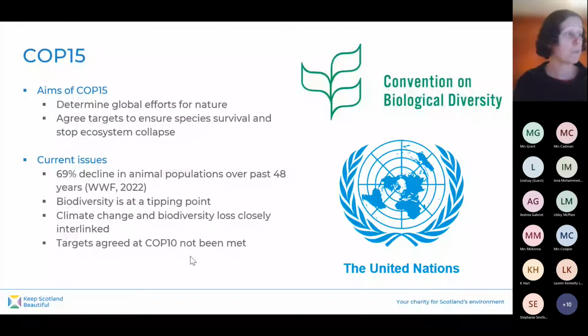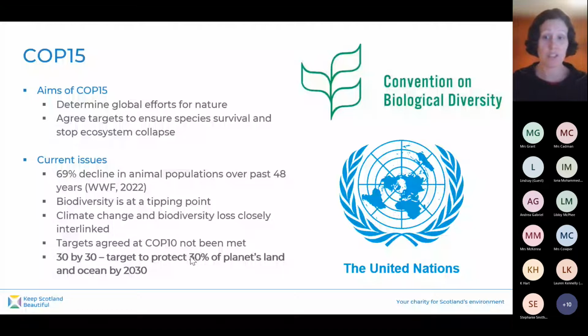Unfortunately, every 5 COPs is when they make the big targets. So the COP 5 COPs ago for biodiversity was COP10, and they made big targets, and pretty much they've all not been met. Some have partially been met, a lot have not been met at all. So we're really not doing well in terms of actually taking action on the things that we know will help, which is not ideal.